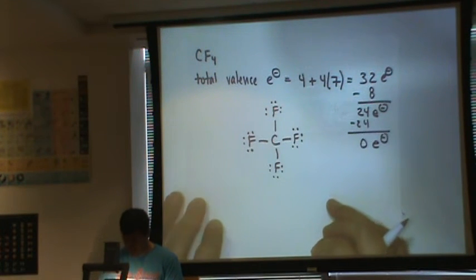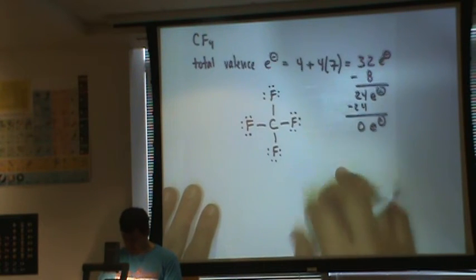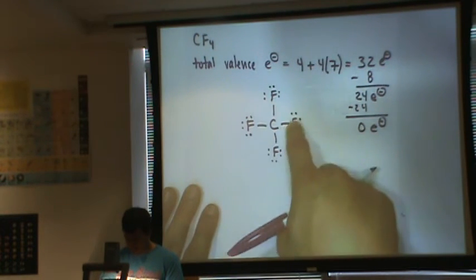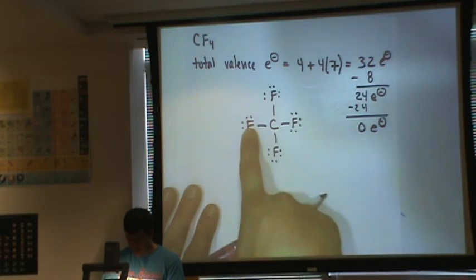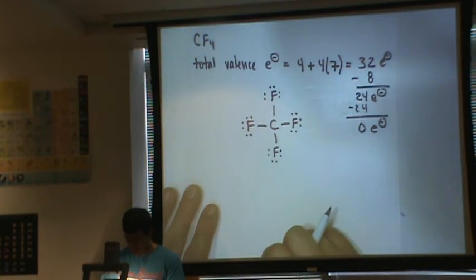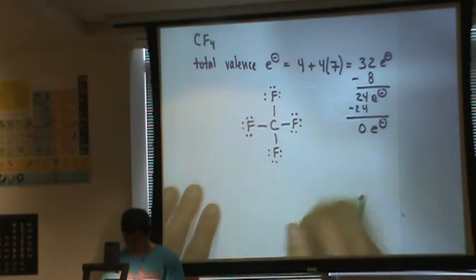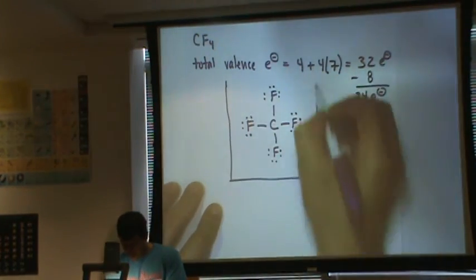to play with. Let's check to make sure our octet rule is obeyed. 1, 2, 3, 4, 5, 6, 7, 8. Fluorine's happy. 1, 2, 3, 4, 5, 6, 7, 8. That fluorine's happy. That one has 8 around it. This one has 8 around it. And our carbon has 8 electrons around it. This looks like the right answer. I think we're done.